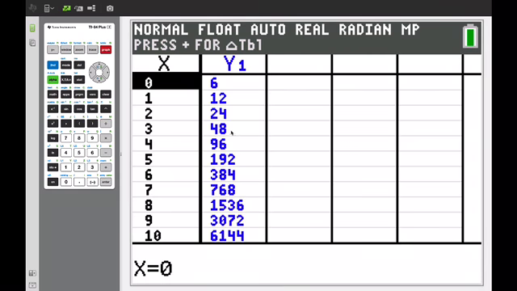I don't need all of these numbers, but I'm going to write down 0, 6; 1, 12; 2, 24; 3, 48; 4, 96; and 5, 192. That's all I'm going to write. So pause the video and write those numbers down. Make sure that that's what you're getting on your calculator.